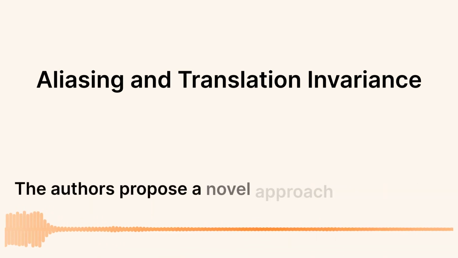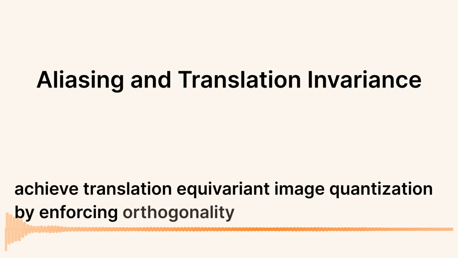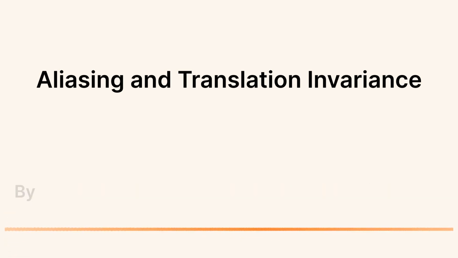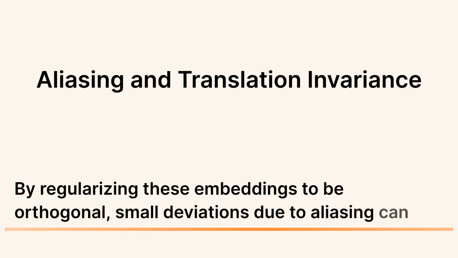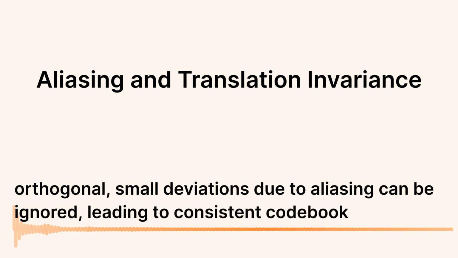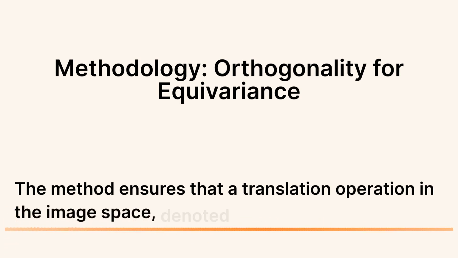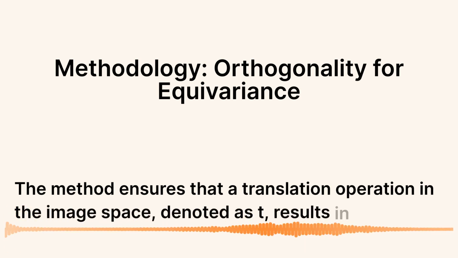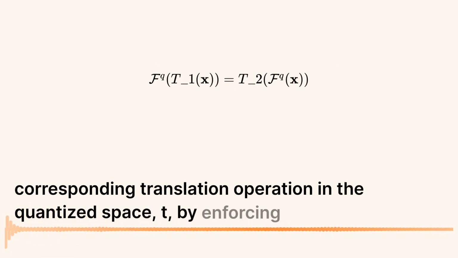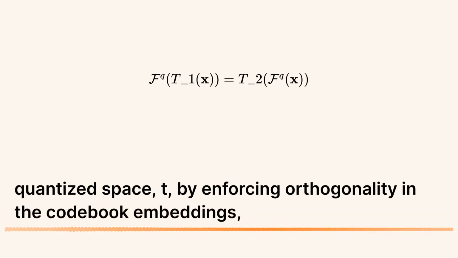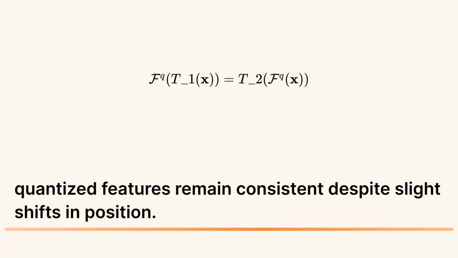The authors propose a novel approach where they achieve translation equivariant image quantization by enforcing orthogonality among the codebook embeddings. By regularizing these embeddings to be orthogonal, small deviations due to aliasing can be ignored, leading to consistent codebook index assignments. The method ensures that a translation operation in the image space, denoted as T, results in a corresponding translation operation in the quantized space, T. By enforcing orthogonality in the codebook embeddings, the authors ensure that quantized features remain consistent despite slight shifts in position.